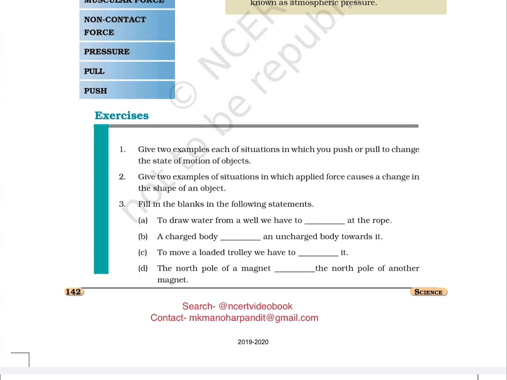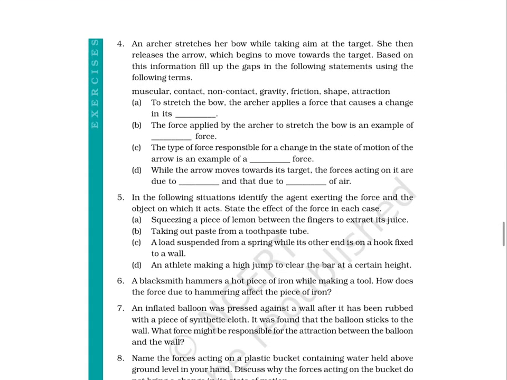The north pole of a magnet, blank the north pole of another magnet. Page 143. 4. An archer stretches her bow while taking aim at the target. She then releases the arrow, which begins to move towards the target.